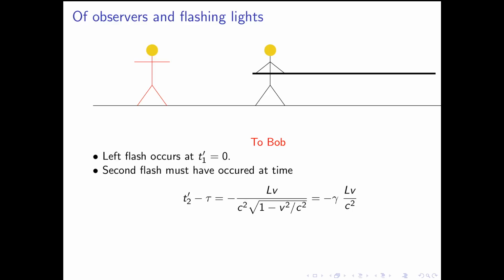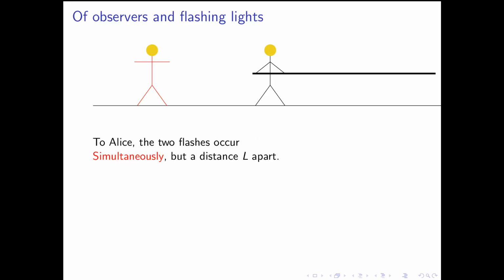So to summarize, the two flashes are two events which occur simultaneously according to Alice but at a distance L apart. According to Bob, the two events actually occur at a time interval of minus gamma LV by c square. The minus sign here simply shows that the event which occurs more towards the direction in which Bob is travelling, here to the right, actually occurs earlier as far as Bob is concerned.